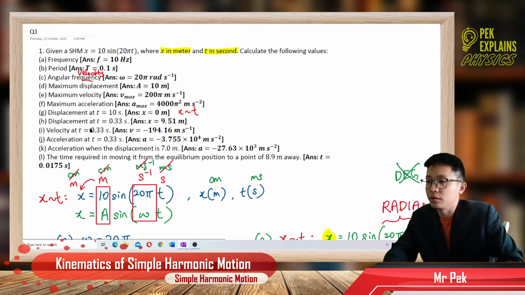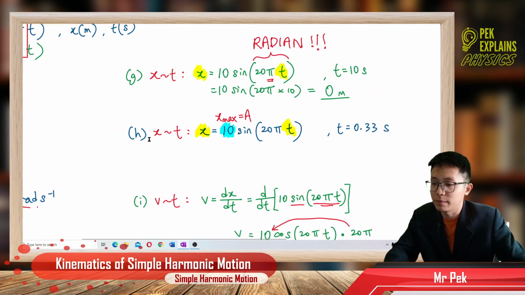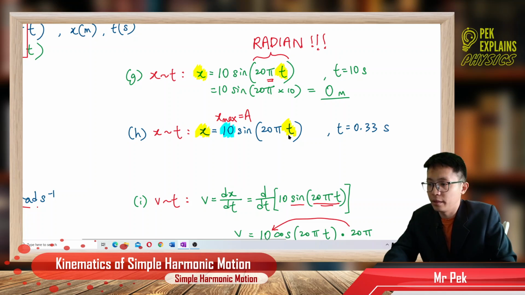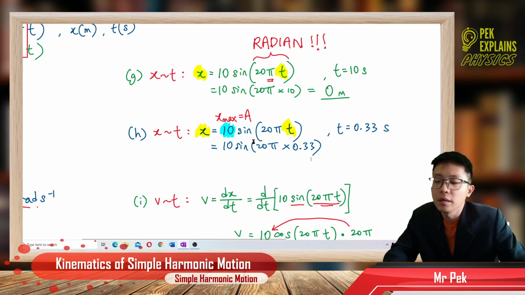So this one is also displacement versus time. Displacement time equation again, the equation just now: 10 sine 20 pi t. So just put the 0.33 into the time to get the answer. Okay, so just put inside 10 sine 20 pi, the time is 0.33.